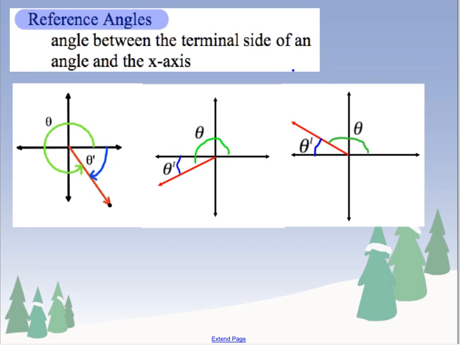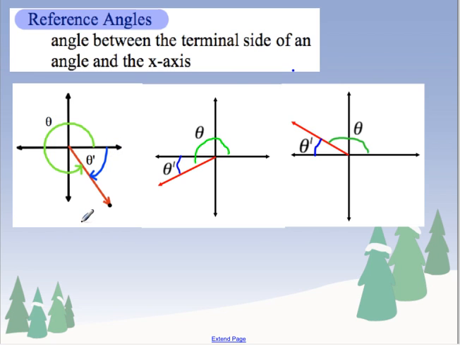Okay, reference angles. This is something new. We haven't talked about reference angles yet. It says it's the angle between the terminal side of an angle and the x-axis. So, let me get my color. So the original angle is the green angle here. This red side is the terminal side. So a reference angle will be the angle between this terminal side and the x-axis. Basically, it's the shortest way to getting to the x-axis.